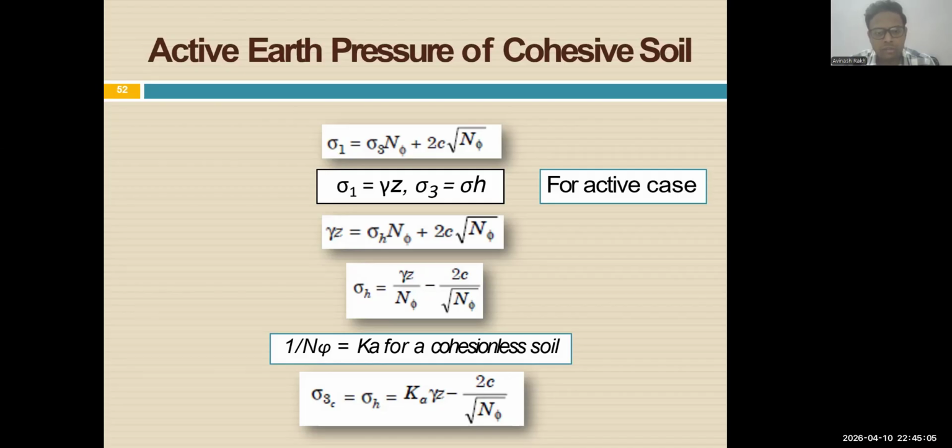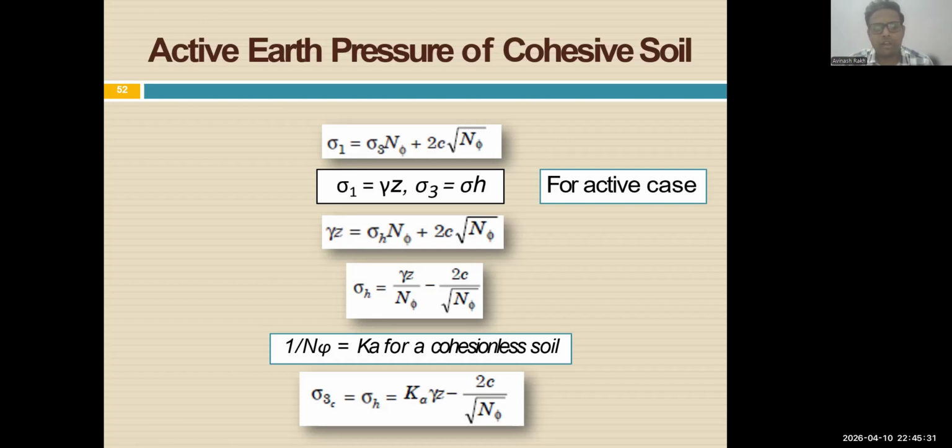Sigma 1 equals sigma 3 N phi plus 2c root of N phi, where in the active condition, sigma 1 equals gamma z and sigma 3 equals sigma h. Then the next part is the formula gamma z equals sigma h N phi plus 2c square root of N phi. Sigma h equals gamma z upon N phi minus 2c upon root of N phi.